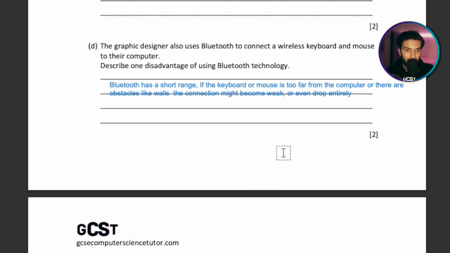If the keyboard or mouse is too far from the computer, or there's obstacles like a wall, etc., the connection may become weak or even drop. That's a disadvantage, you can say. Again, if you have other points, any other queries, drop it down below. Hopefully other students, you guys can help each other out.